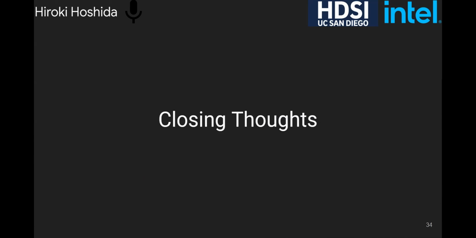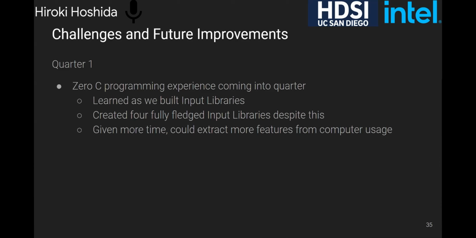Here are closing thoughts on the past 2 quarters. Throughout the project, we faced multiple challenges that we had to overcome. In the first quarter, we were tasked with creating input libraries in C. However, all 3 of us had minimal C programming experience coming into the quarter, so we had to learn very quickly as we built our input libraries. Despite this, we created 4 complete input libraries that collected data successfully to set us up for the second quarter. We believe that if given more time or more past experience, we could have built even more fully fledged input libraries that could have extracted secondary features to improve our model performance. Overall, though, we were satisfied with our performance in quarter 1.